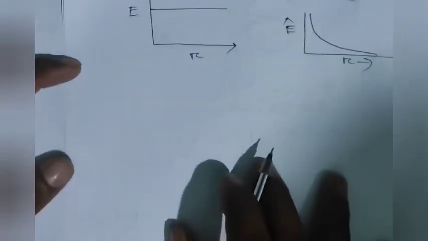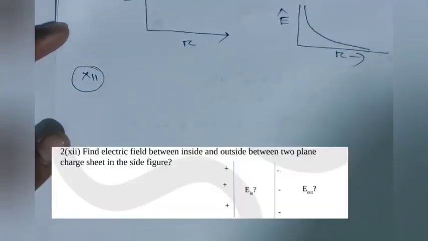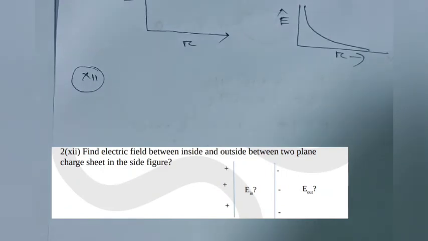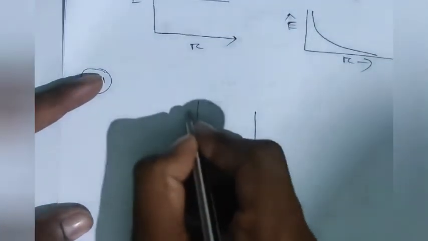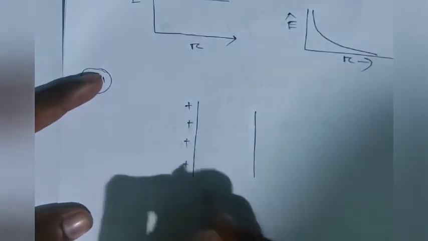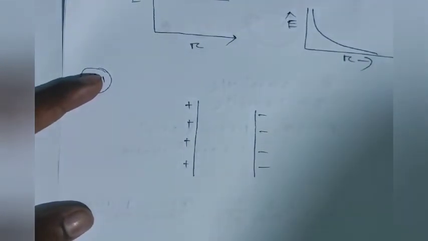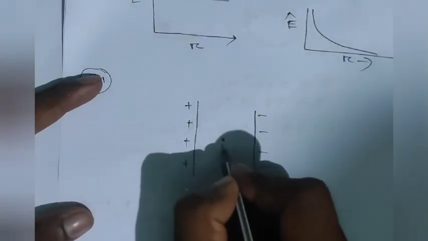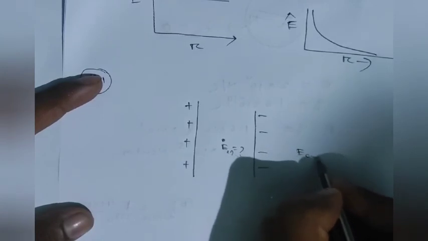Now we'll come to the next question, question XII. So what was the question? There is a diagram given and it was asking to find the electric field inside and outside between two plane charge sheets. In the diagram there are two plane charge sheets, one positively charged and another negatively charged. It was asking to find the electric field inside and outside.